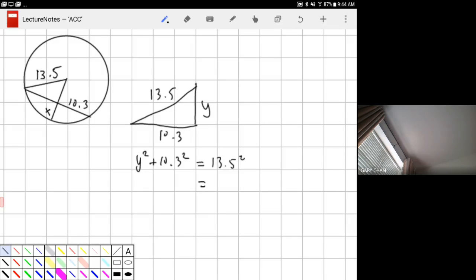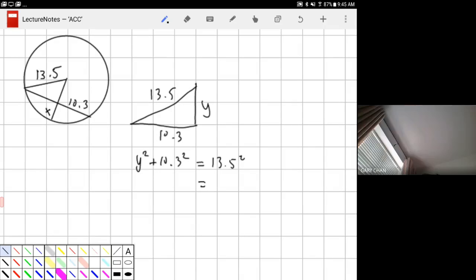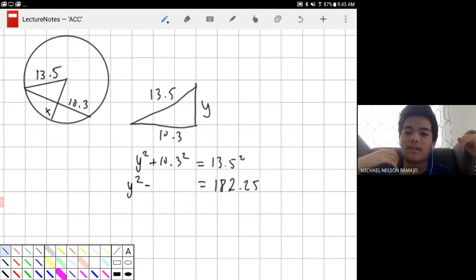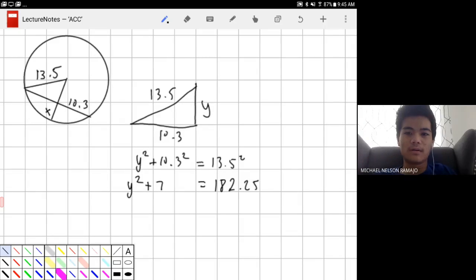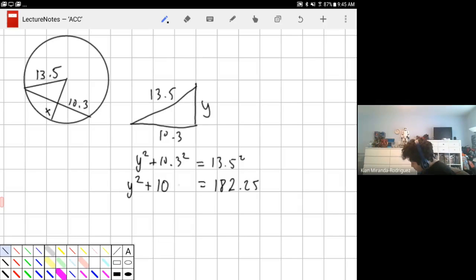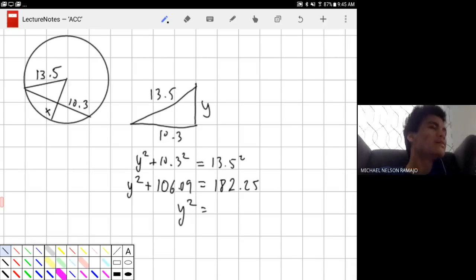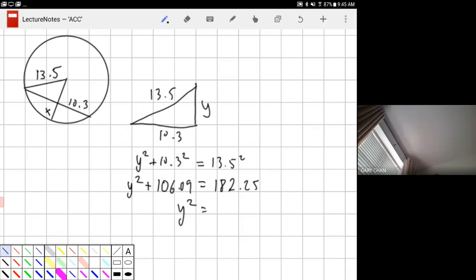right? Kean, what's 13.5 squared? Hang on. And while Kean's figuring that out, Michael, what's 10.3 squared? 10.3 squared. 106.09. And we're going to subtract. 182.25 is 13.5 squared. What is 182.25 minus 106.09?